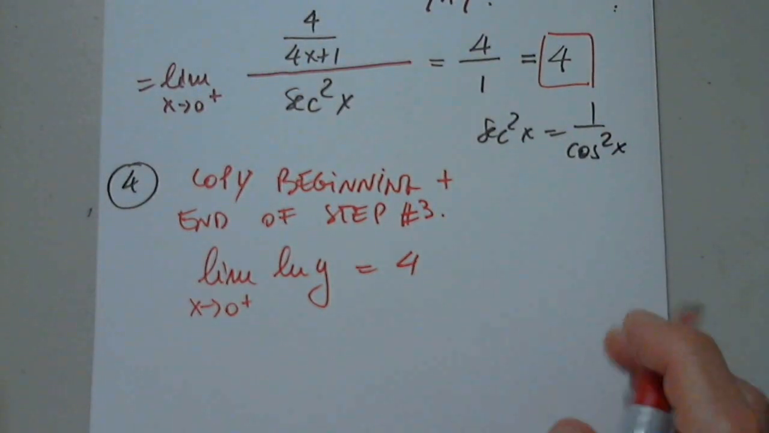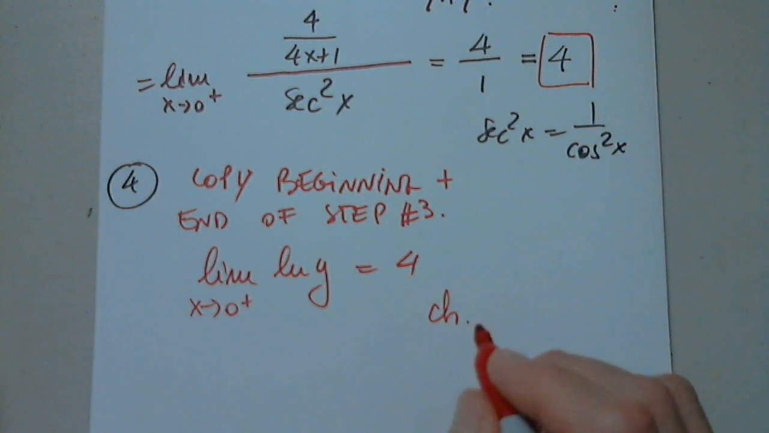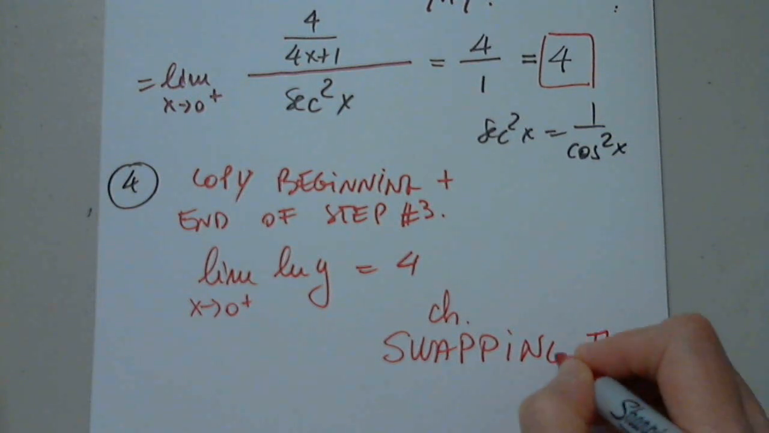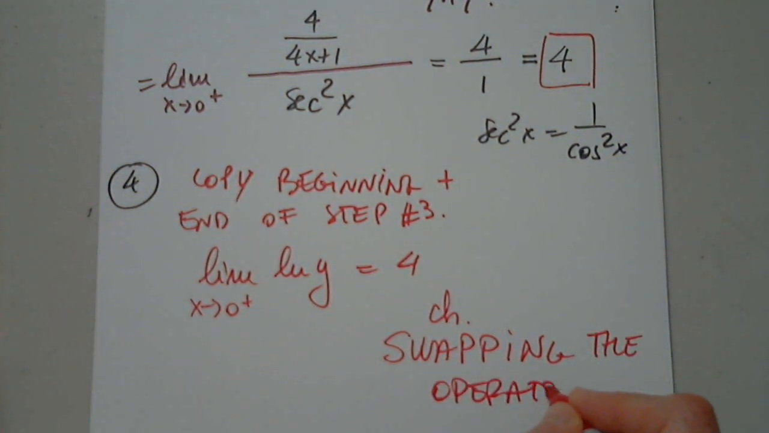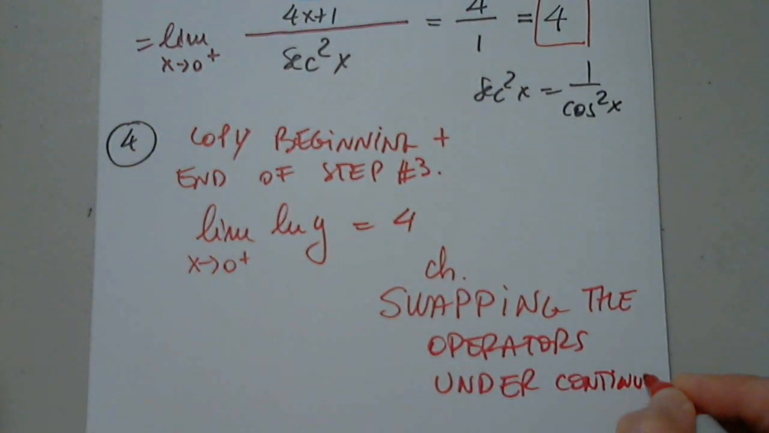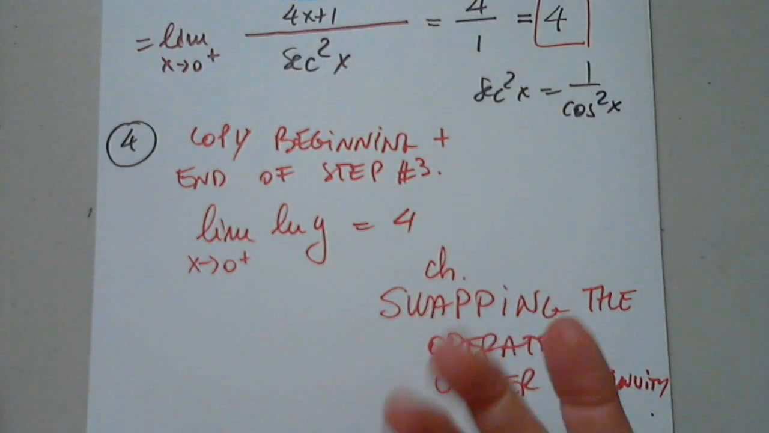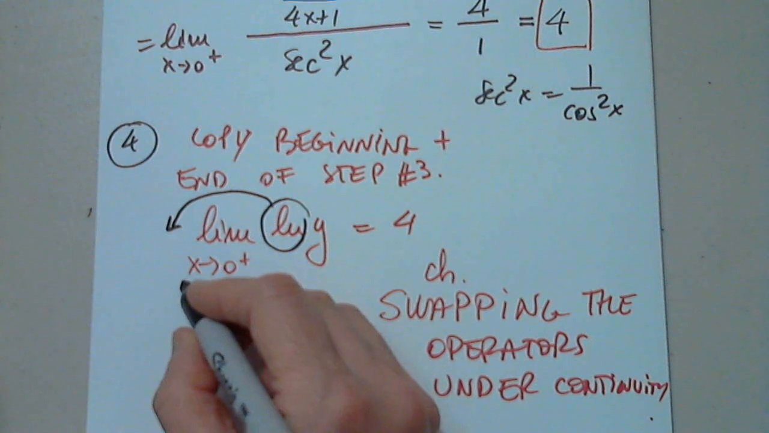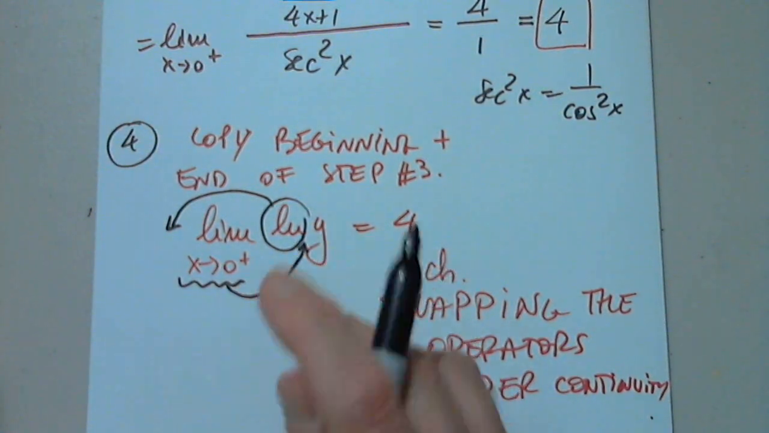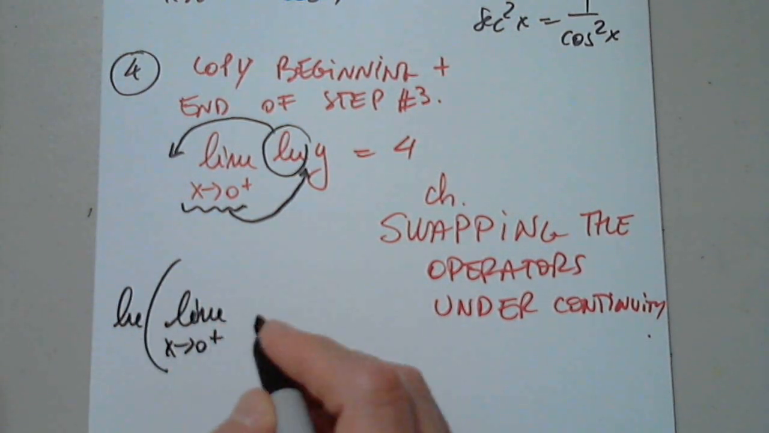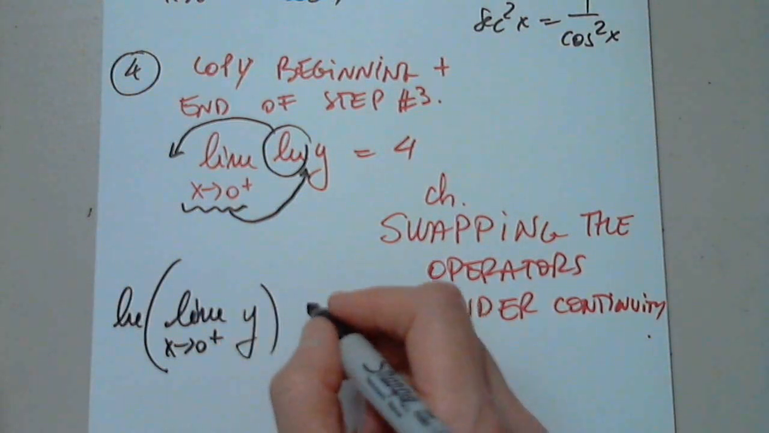A very long time ago in chapter 2, we talked briefly about swapping the operators under continuity. This is the time to apply it. These are all continuous functions. I will move the inner operator out and the outer operator in. So natural log of the limit as x approaches 0 from the right of the function we are looking for is 4.